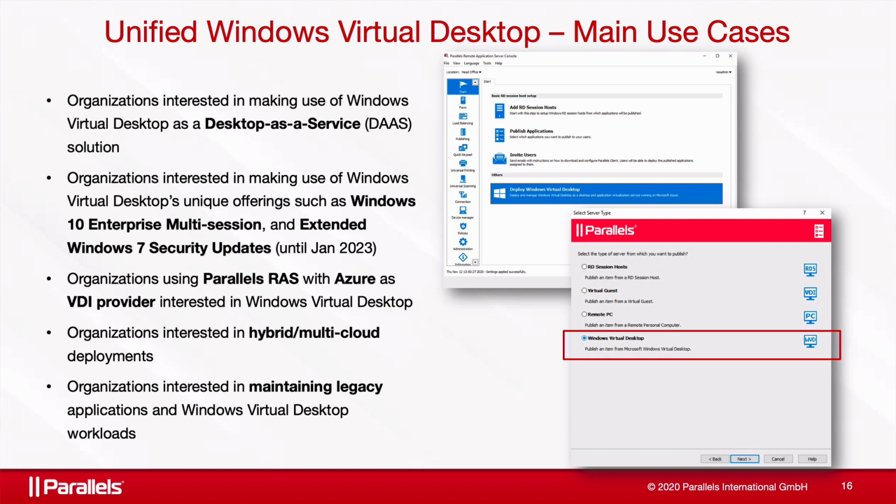When you deploy it for the first time, this is a new menu that was added into the RAS console. In the Start wizard, we had RD session host, publishing applications, and now invite users. And from now on, you can also do WVD deployments. And those allow you to do multiple things. Can be Windows 10 Enterprise multi-session, extended support with Windows 7 security updates, and organizations using RAS with Azure as a VDI provider. That's another way to do it as well.